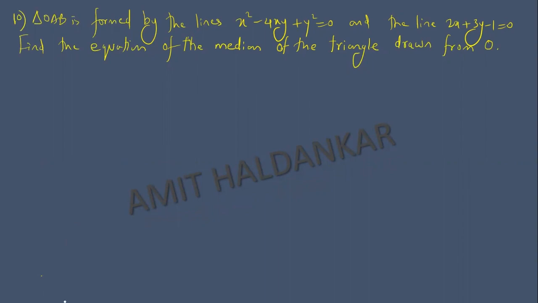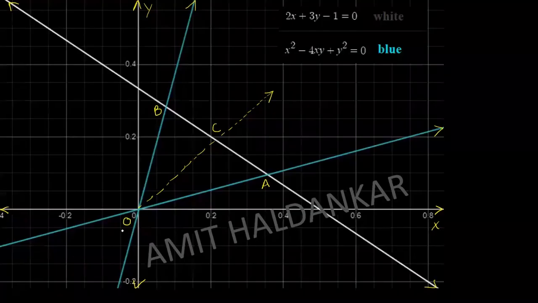Now in the question over here, it is given that there are two lines. The joint equation of the lines is given to you. This line is 2x plus 3y minus 1 equal to 0. And the joint equation of these two lines, the blue ones, is given to you. So x square minus 4xy plus y square is represented by these blue lines, and 2x plus 3y minus 1 equal to 0 is a straight line.